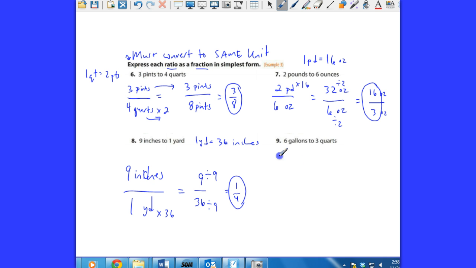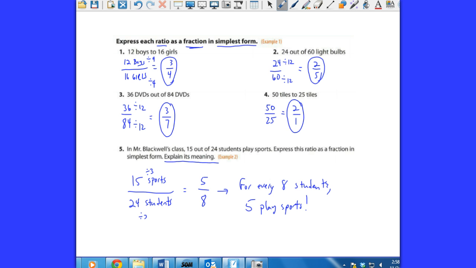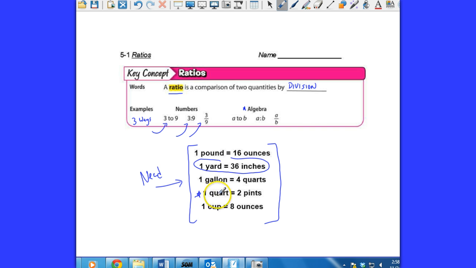And let's wrap it up here. I get this done in one video. Nice day for you here today. If I want a ratio of 6 gallons to 3 quarts. All right, what's the conversion? I better look here to make sure I don't mess you up on this one. Gallons and quarts, it's right here. 1 gallon is 4 quarts.